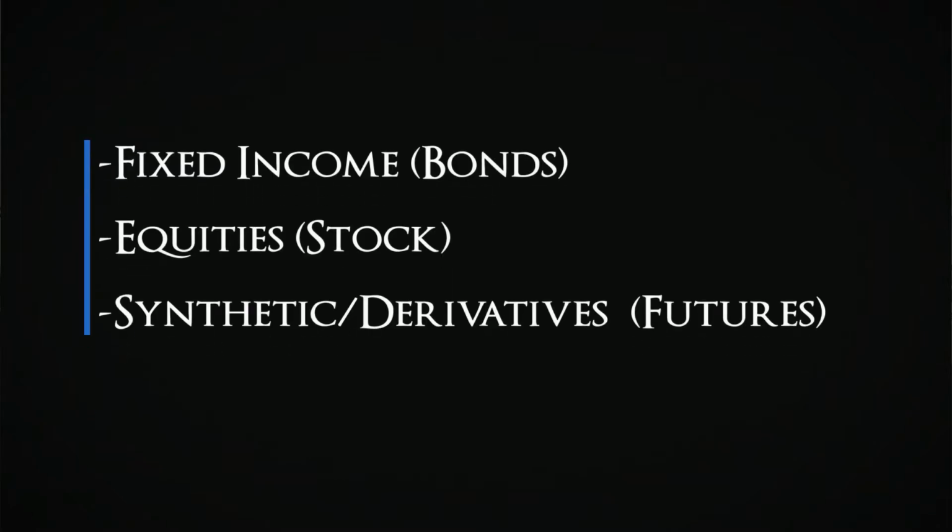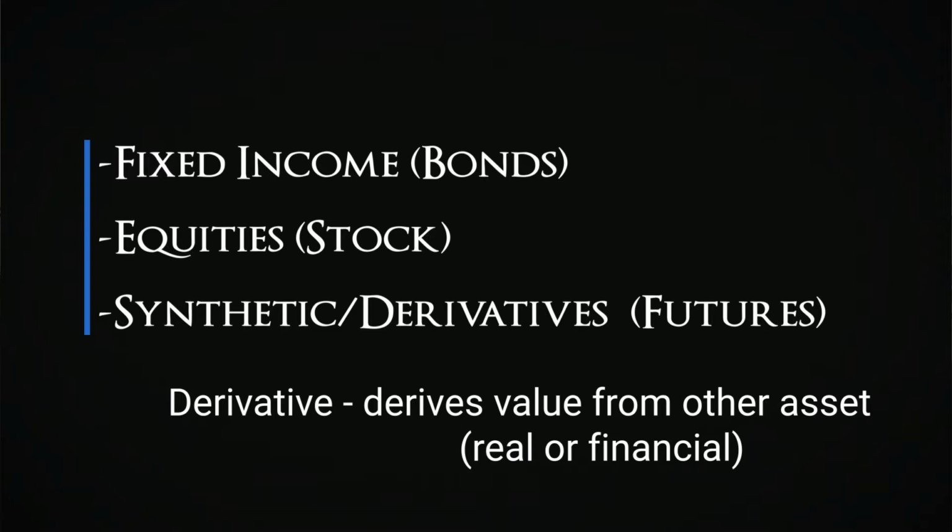Financial assets are distinctly different from real assets. Instead of being physical, tangible things, they're actually bundled legal rights. We're getting into subcategories here, but there are basically three subcategories of financial assets. There's bonds or fixed income, there's equities, which you might hear referred to as stock, and there is synthetic assets or derivatives. A derivative is any financial asset that derives its value from some other either financial asset or real asset. And this is where it starts to get really interesting.